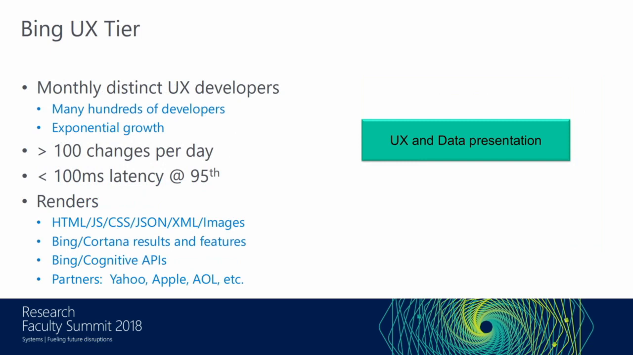We're talking today about the UX data presentation tier. We have many hundreds of developers in this single branch. We are seeing exponential growth over the last 5 to 7 years, precisely because of the success we've had with improving agility and continuous integration and continuous delivery. The UX data and presentation tier at Bing is less than 100 milliseconds at the 95th percentile overall. We render all of the HTML and handle the API entry points. We handle Cortana. We handle Yahoo. There are other deals with Yahoo and Apple, so we cover a large space. It's a very large monolith.